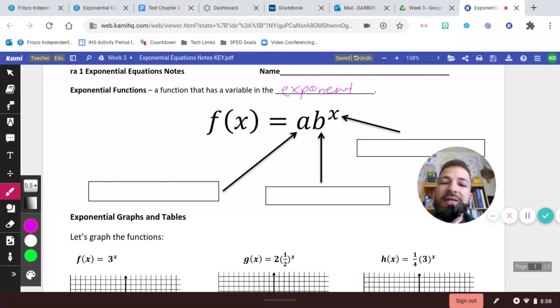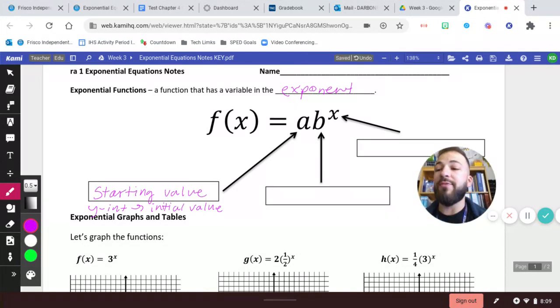So a, it's that number in front. Our a is our starting value. It's where our graph is going to start, whatever base amount that we're going to start with. It also has the nice little effect on our graph of being the y-intercept. And another name for our starting value, we could also call it our initial value. Okay, so starting value, initial value, and it happens to show up on an actual graph as the y-intercept.